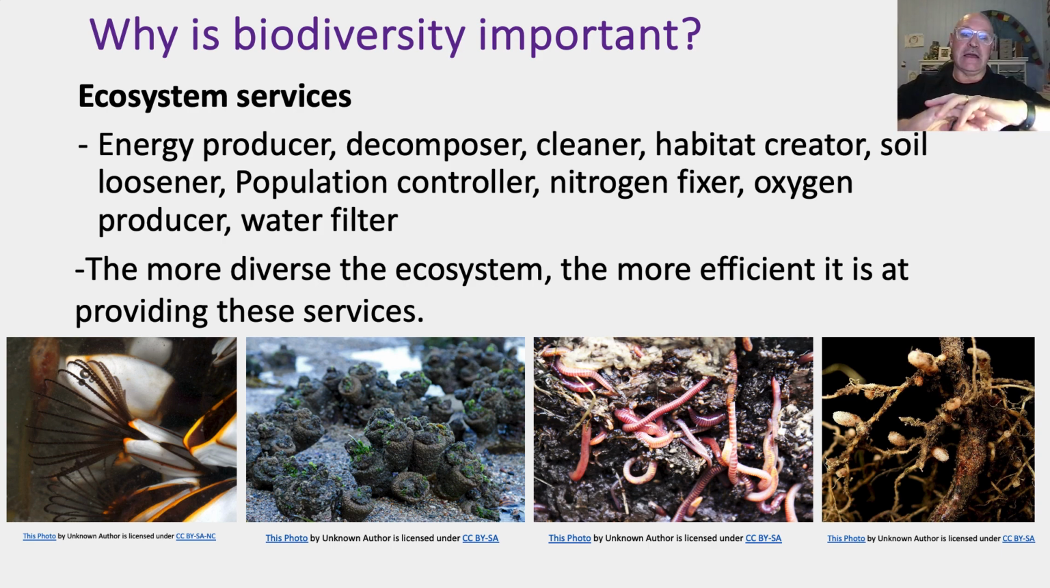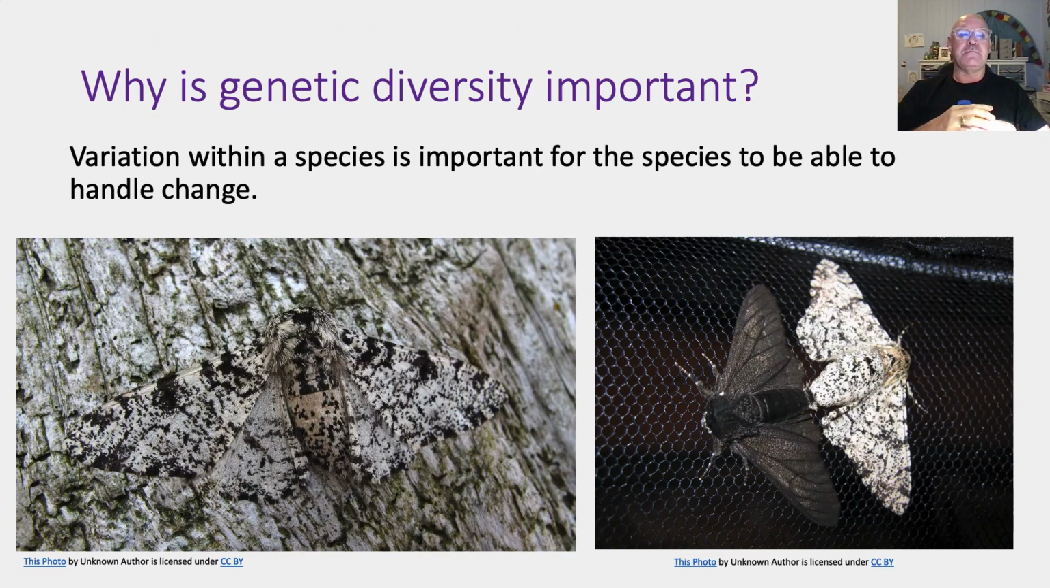So that's ecosystem diversity and species diversity. But genetic diversity, how does that fit in? Why is that important? Well, it's about variation within a species is important for species to be able to handle change. The best example of that I can think of is these things called the peppered moths. So you can see this white-coloured peppered moth is really well camouflaged against this white tree trunk. Yet here's another variation of the peppered moth, which is almost black.